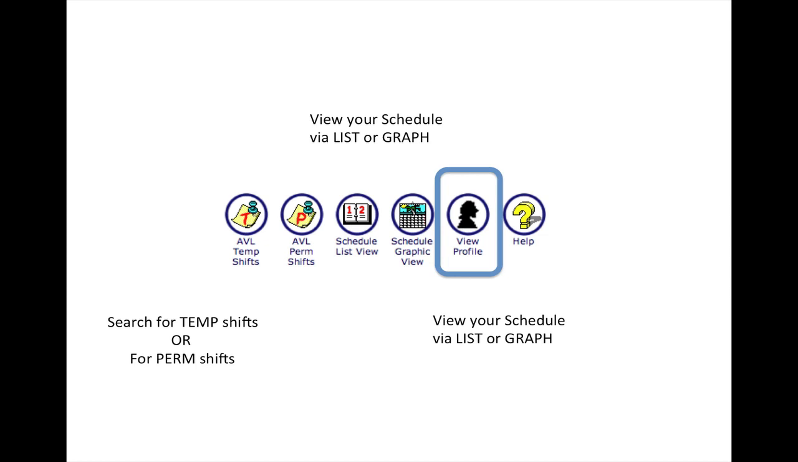Finally, you can view your schedule profile, which lists the total number of perm hours you're scheduled for, the total hours you're working this week, which includes the temporary shifts you may have picked up, and a list of labs that you're authorized to work in.